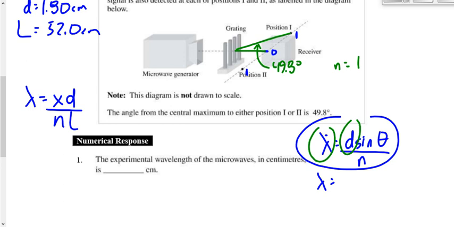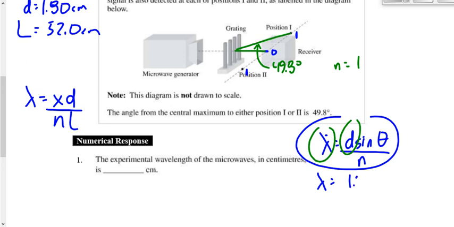Now, typically, we want you to do these questions in meters, but since we're looking for an answer in centimeters, and we've got our distance in centimeters, you might want to stick with that. Now, if you'd rather go to meters, go to meters. And then what do you have to do when you turn around and solve for wavelength? Convert it back to centimeters. So it ends up being a couple unit conversions that you don't have to do. But if that makes you more comfortable, then go ahead and do that.